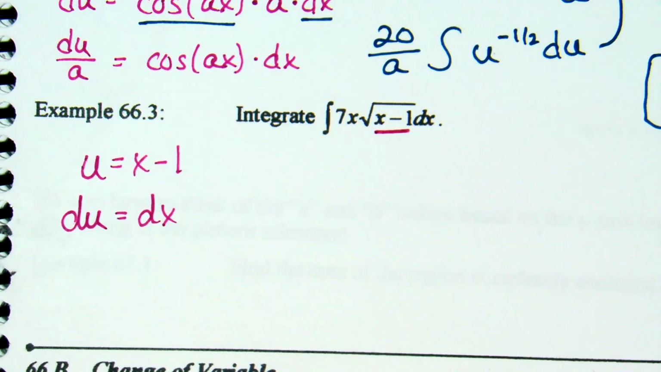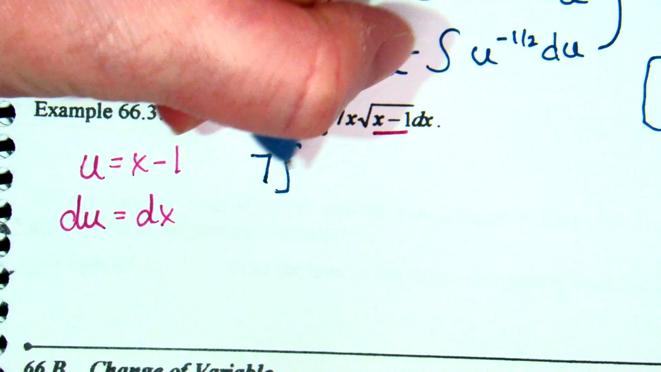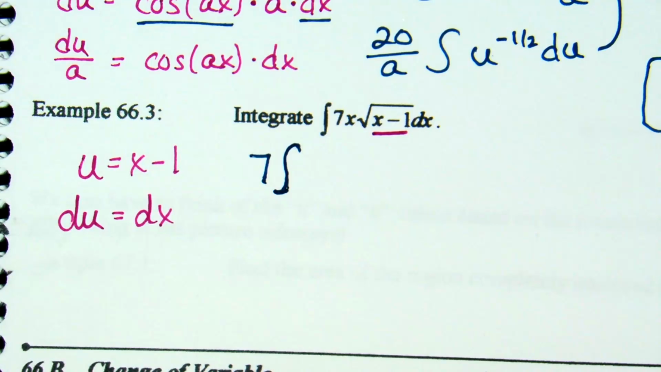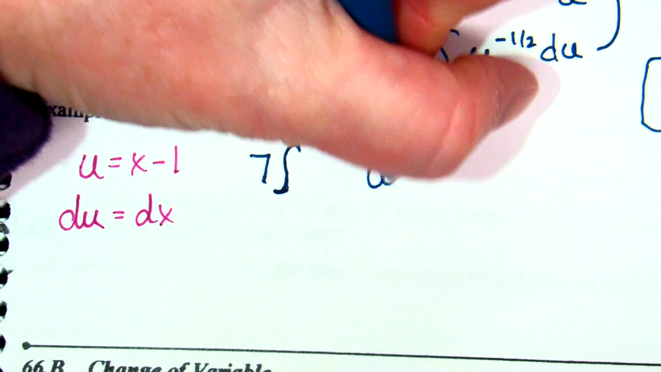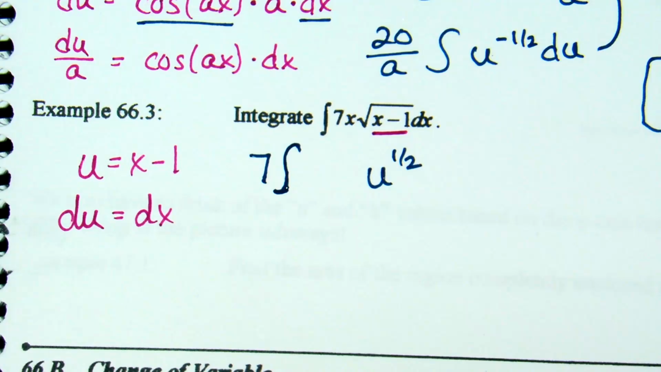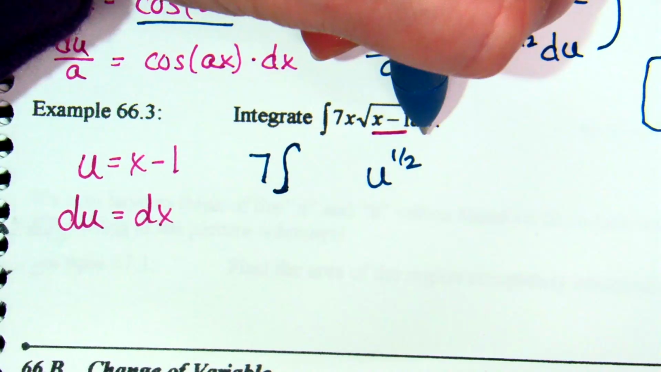So, let's see. What am I going to say about the 7? Get it out, sign it. Okay, I'm going to say move the 7 out front of the integral. What about the square root of x minus 1? Square root of u, or I'm going to write it as u to the 1/2. What about dx? It's du.